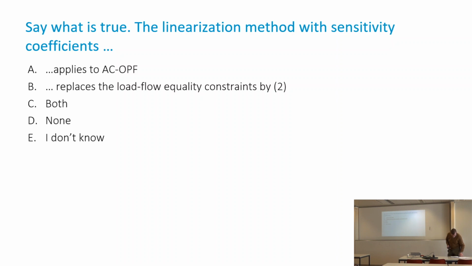What is 2? I think it's a few slides before, yes. Yeah. 2 is the linearized equation where we use the Jacobian matrix. Right? I close in 5 seconds.